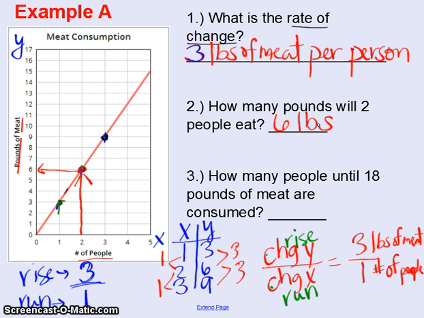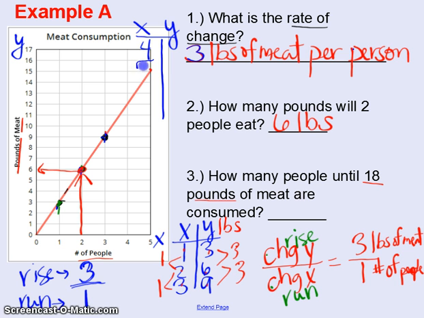Okay, number 3. How many people until 18 pounds of meat are consumed? Well, I know I can't see it on my graph, but I could extend my table until I got to 18, right here, because this is telling me my pounds. So I can continue that pattern. I'm going to continue my pattern up here, since I don't have any space at the bottom.